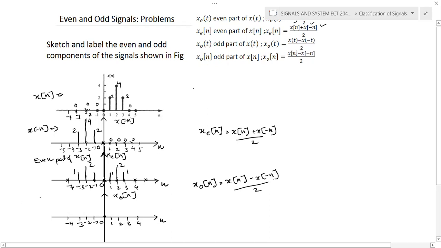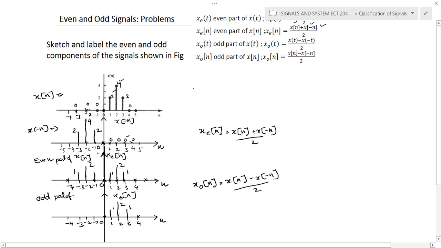Or otherwise we know that for an odd signal, the odd part of the signal at n is equal to 0, it's 0. Now we can think about 1. So here it is 2, and here it is 0. So 2 minus 0, okay, by 2. So you'll get 1 here. Okay, and for the next value, it's 4, and here it is 0. So 4 minus 0 by 2, you will get 2 here. And similarly here it is 2, here it is 0. So 2 minus 0 by 2 will get 1. And for remaining values it's 0.